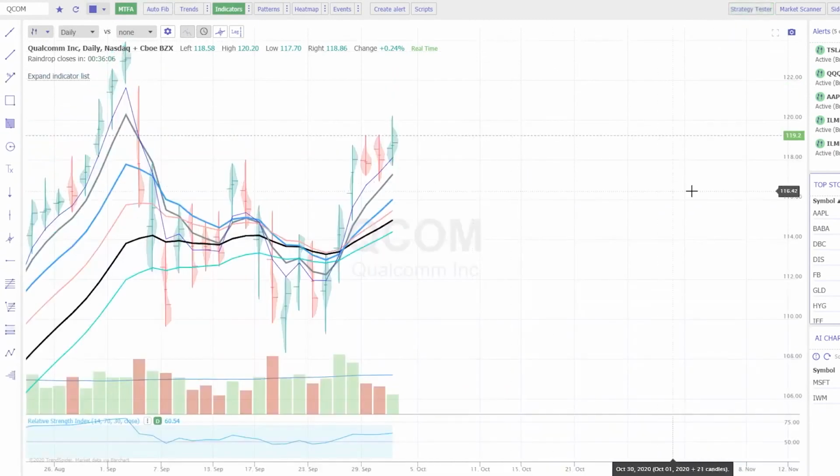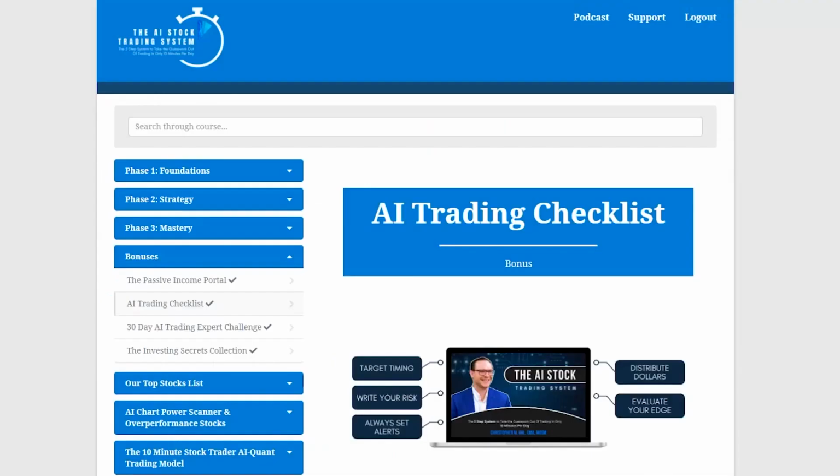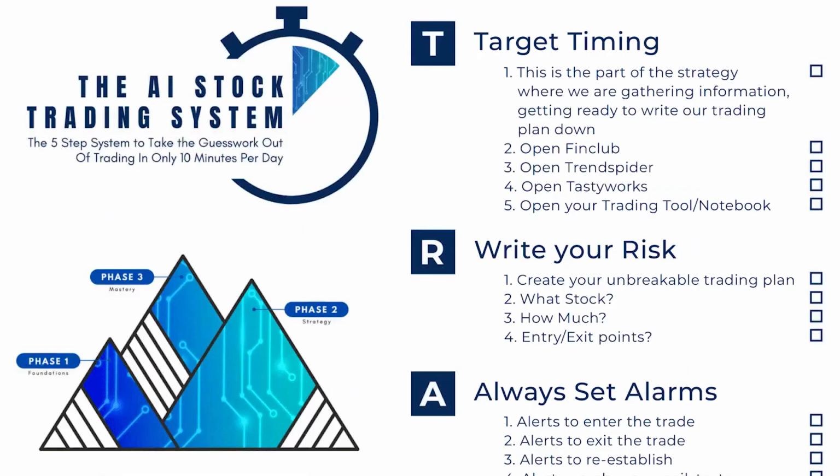Don't at all think that it could only go up. It could absolutely go down. But we have so many things on our side pointing us in the right direction. All right. That's the course.